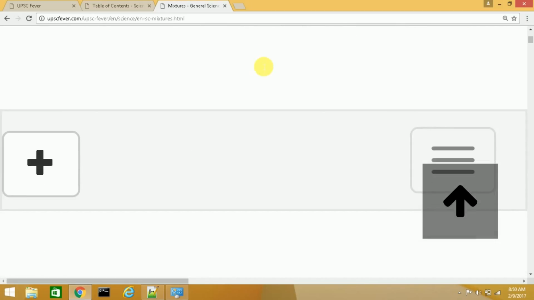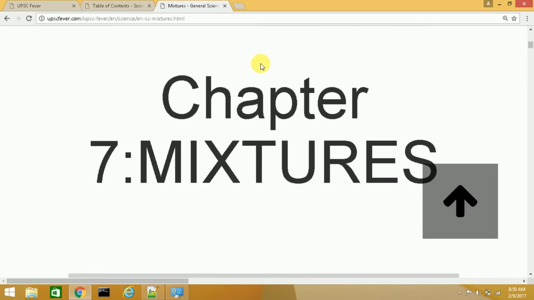So the introduction of this chapter: homogeneous mixtures and heterogeneous mixtures are the two types of mixtures that are possible. The mixtures that have a uniform composition throughout, like when we dissolve salt in water or sugar in water, are called homogeneous mixtures. However, heterogeneous mixtures have non-uniform composition, like iron filings in salt or iron filings in water.